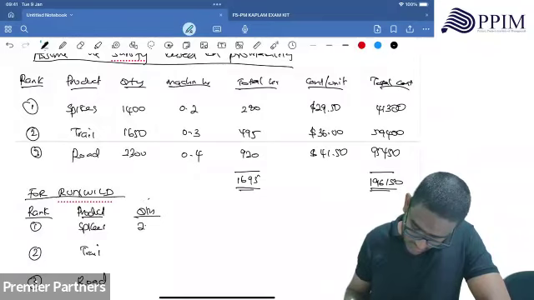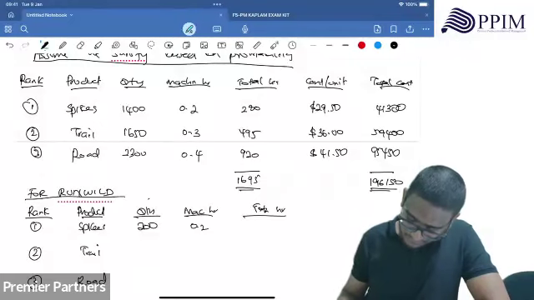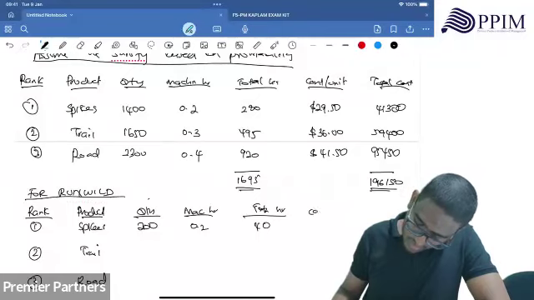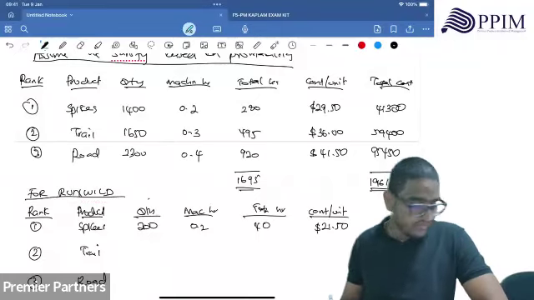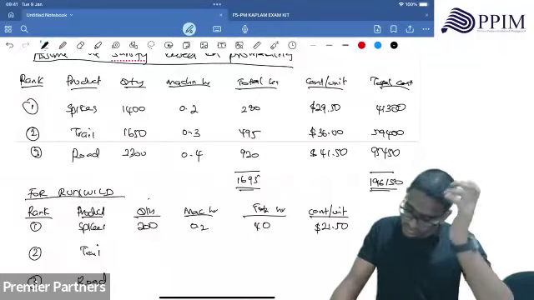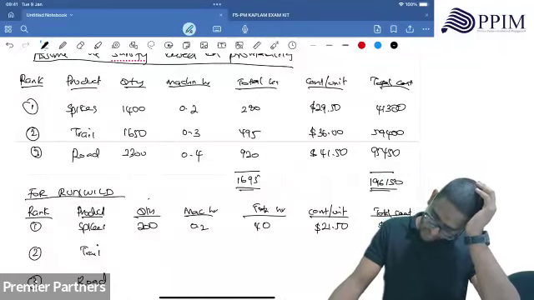You can say 200 machine hours, 0.2 total hours. 0.2 into 200 is 40. Contribution per unit will reduce by 8, so 21.5. So 21.5 into 200 should give you 4,300. Okay, 4,300.